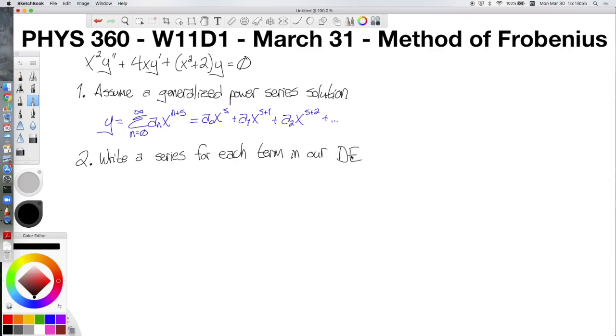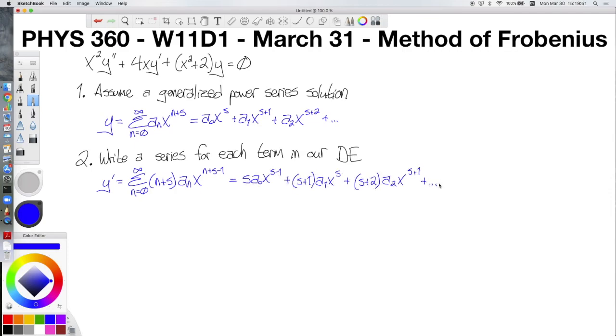So we currently have y, so we may as well get down y prime and y double prime. y prime will be the sum from n equals 0 to infinity of n plus s times a sub n x to the n plus s minus 1, which we could then write out term by term as s times a naught times x to the s minus 1 power plus quantity s plus 1 times a1 times x to the s plus quantity s plus 2 times a2 times x to the s plus 1 power, and so on and so on.